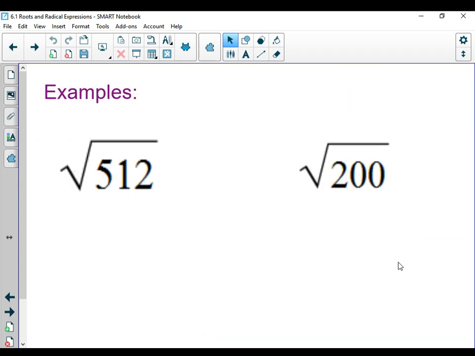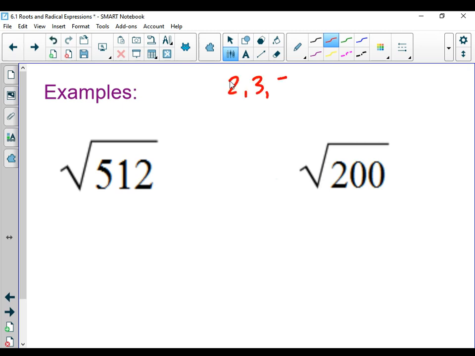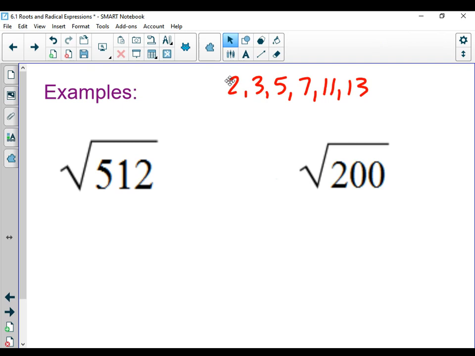So let's review. We were able to find perfect squares that went into a lot of these, like 200. We'll probably be able to find one. But remember, we use the prime numbers 2, 3, 5, 7, 11, and 13 to break these down. I'm going to use that ladder method for all of these, only because it's going to help when we get to cubed roots, 4th roots, and so on. As a review, go ahead and simplify both the square root of 512 and the square root of 200.